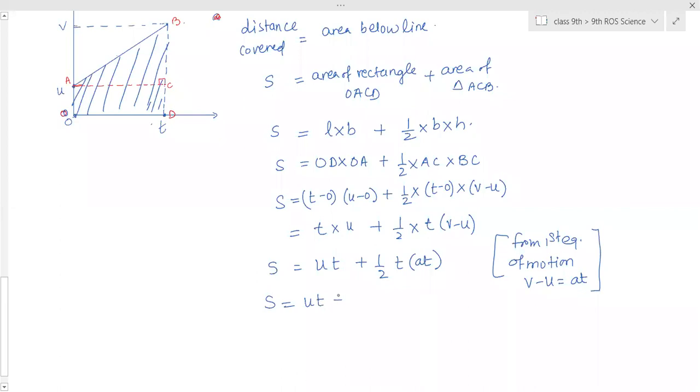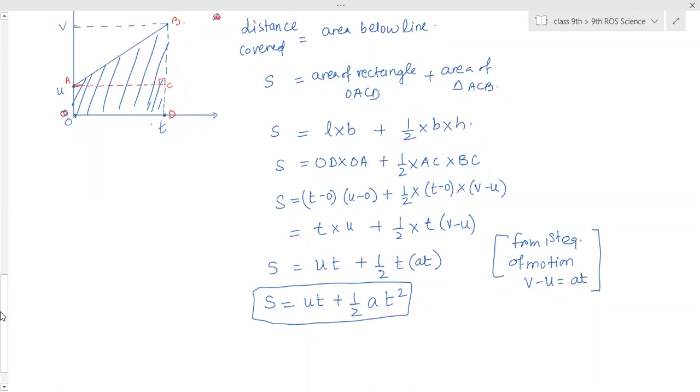S is equal to UT plus half A, T into T will become T square. So this is the second equation of motion, also called the position-time relation. Is it clear?